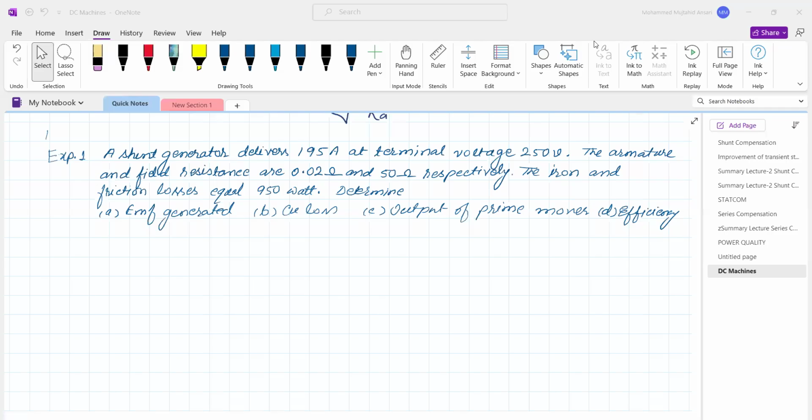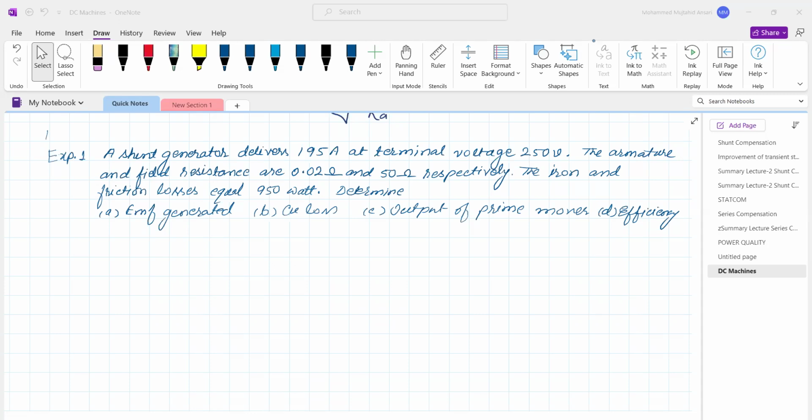Now, welcome to electrical machine lecture. In the previous lecture, it has been discussed the losses in the DC machine or DC generator, power stages in DC generator, and condition for the maximum efficiency. Now, today we will solve some numericals based on losses and efficiency.